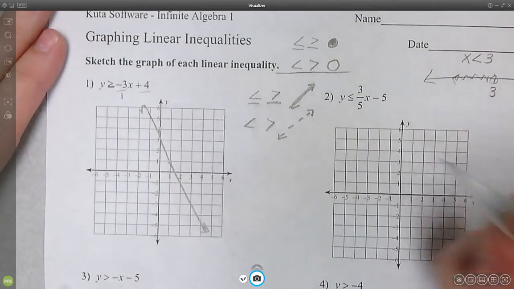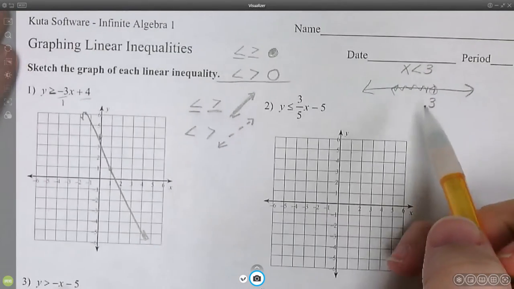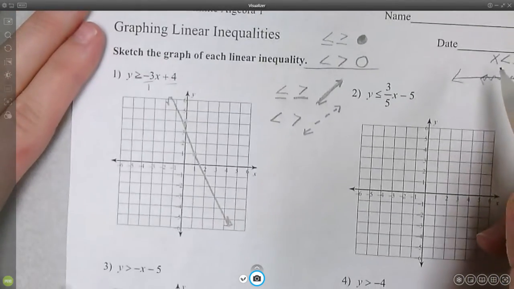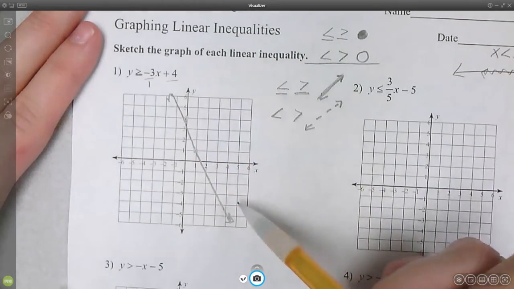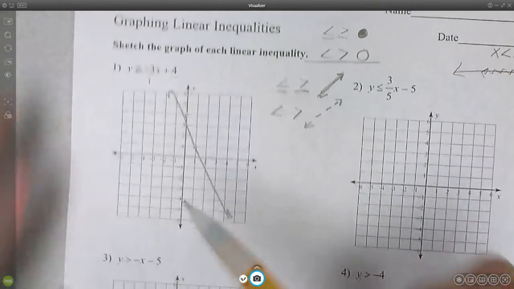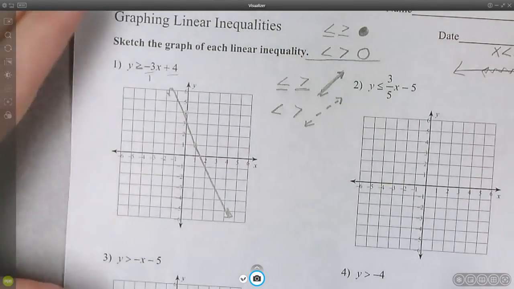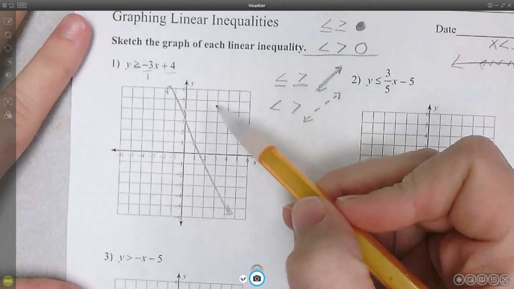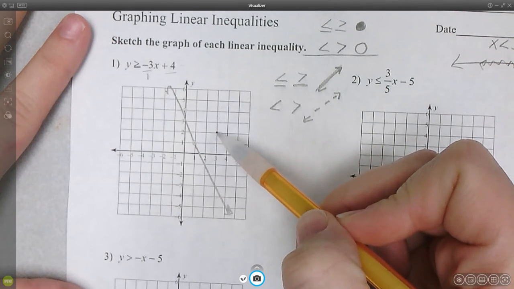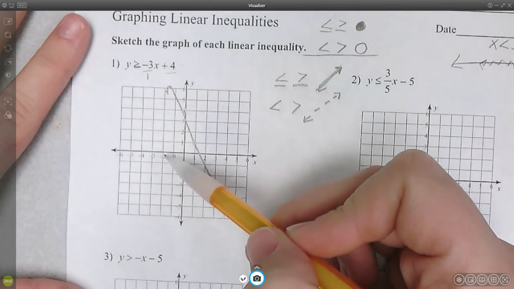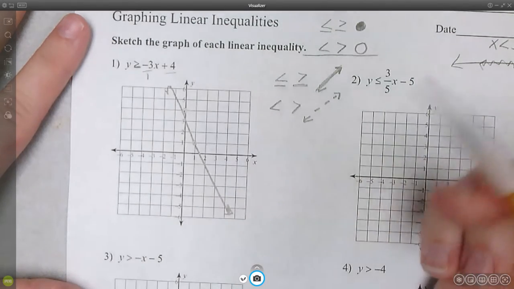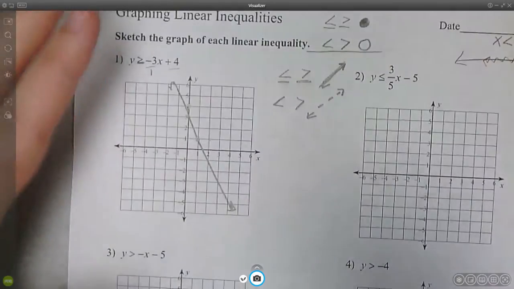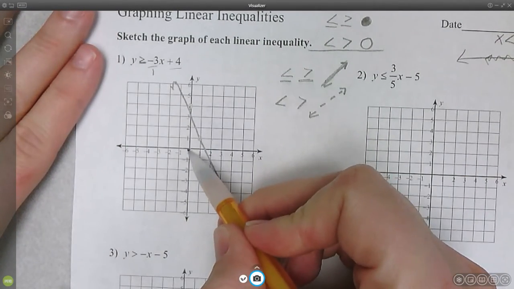Okay, so now we have to worry about our shading. If you were doing a single variable, it's just a number line, so you just shade one way or the other. Here, you're either going to shade this side of the line or you're going to shade this side of the line. So the way we decide that is we pick a point to test. I could pick any point I want. I could pick 3, 2, I could pick 2, 1, I could pick -2, -4. But the easiest point to pick is going to be 0, 0. So 0, 0 is right here.